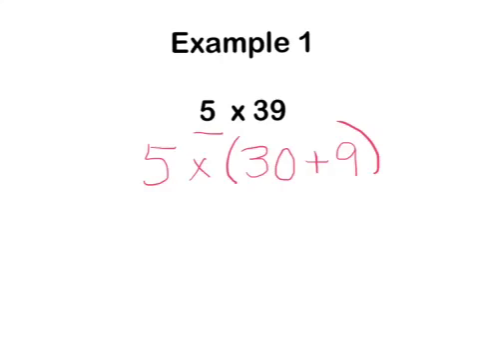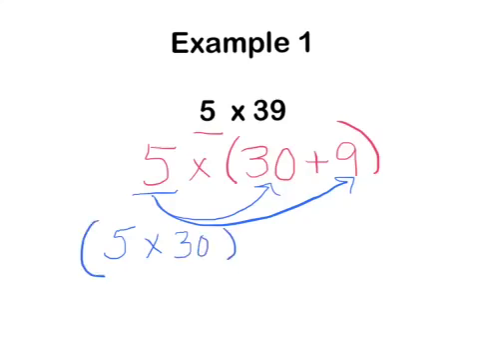Now we're going to draw the arrows showing the distributing of that 5 as a factor to both of the addends. So we have 5 times 30 plus 5 times 9. We put those in parentheses.